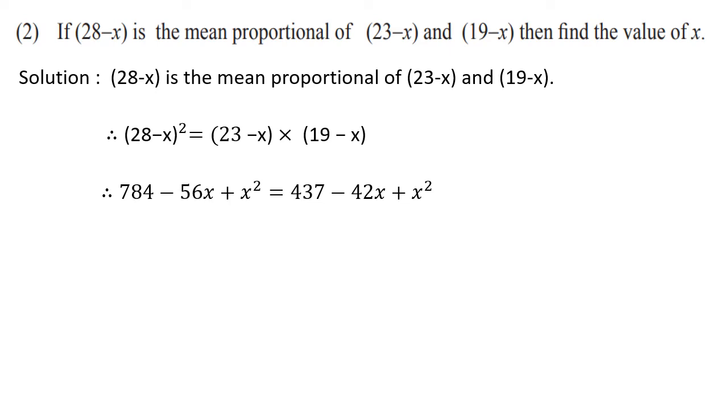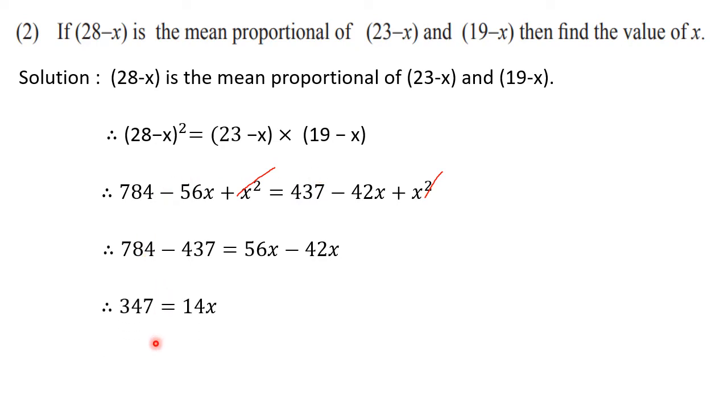Again, you can cancel this plus x square and plus x square from both the sides and then you will get the answer like this. Now the next step is to equate the coefficients or equate the like terms. So here we will take x and x together on one side and the constants on one side. Okay, so 784 minus 437 is equal to 56x minus 42x. See, this minus 56 has become plus and plus 437 has become minus.